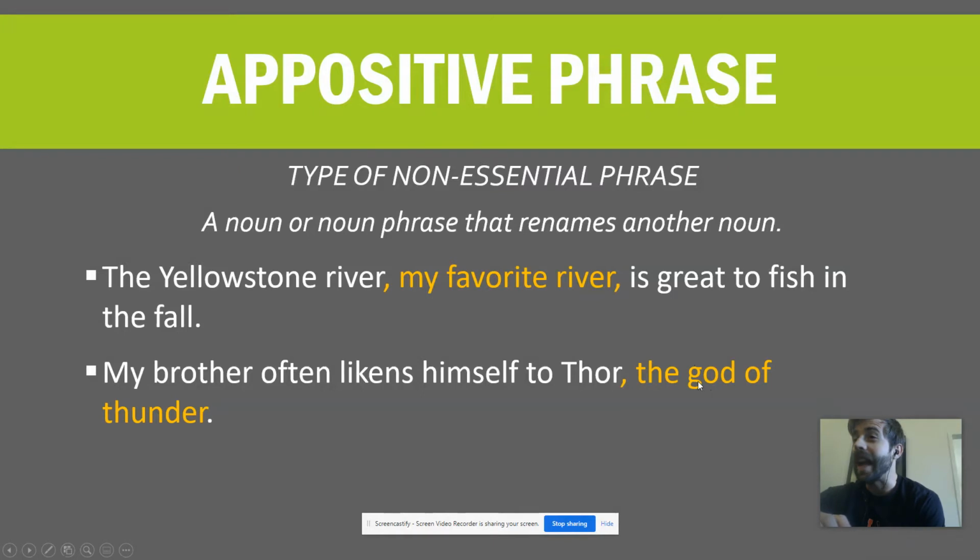But if I want to add that extra information and rename Thor here, I could do that using this appositive phrase. I could also say my brother often likens himself to the god of thunder. Sentence still works, right? I'm just using this noun phrase to redefine Thor here.